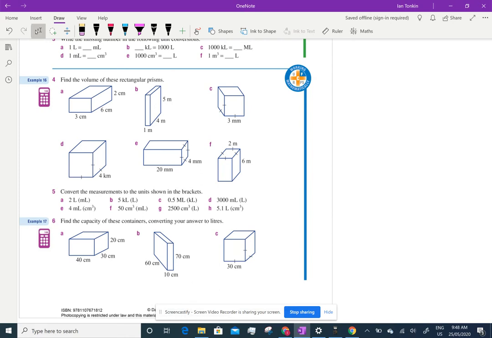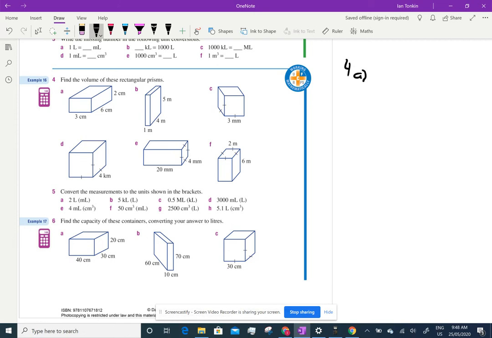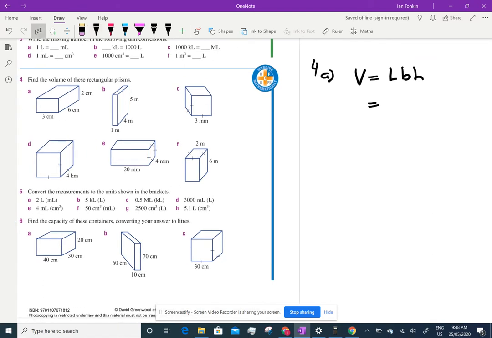So what are we going to do? Well, I'm going to do the first one in 4, so I'm going to do 4A. And remember, the volume of a rectangular prism was given by length, breadth, and height. And those variables, those letters, just represent the 3 sides. So in this one, 3 times 6 times 2. Well, 3 times 6 is 18, and 2 18s are 36. What units is it? Centimetres cubed. So there's 4A.